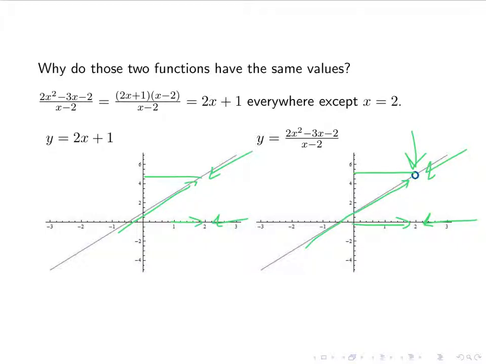And again, I don't care what happens at 2. So limit-wise, these two functions as x goes to 2 are the same, because I don't care what happens at 2, I just care what happens as I get close to 2. And in both cases, as I get close to 2, my function gets closer and closer to 5.